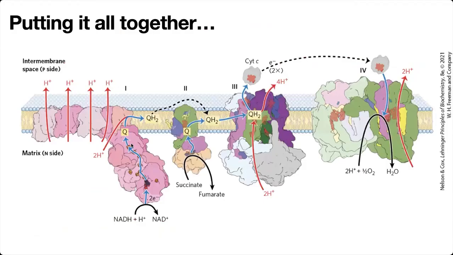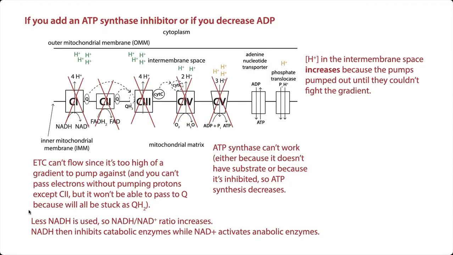Because remember that NADH isn't going to be able to pass electrons through complex 1 if complex 1 can't take electrons because it's backed up. And so one thing getting backed up is going to back up all the way, so that NADH is going to increase. And we'll see later how this is going to inhibit our catabolic enzymes.